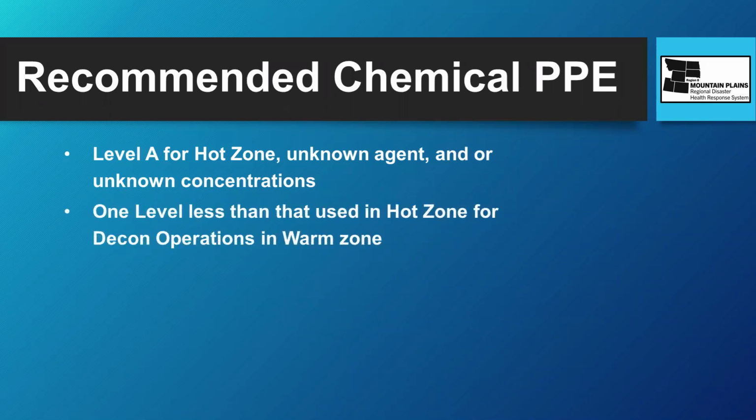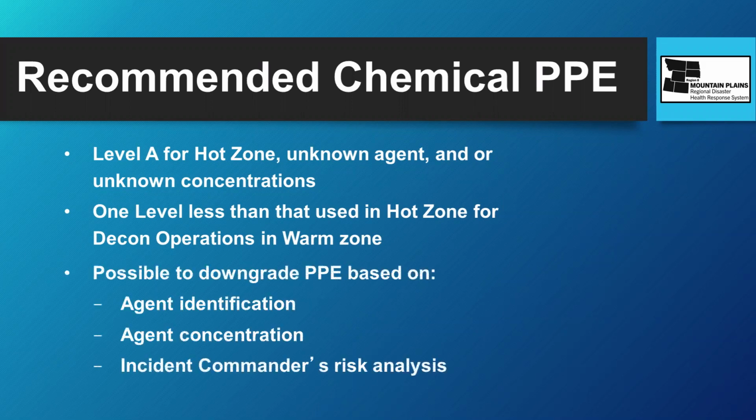You can use one level lower than what you use in the hot zone for decontamination operations. So in most cases, we're talking level B protection in the warm zone. And then you could downgrade that PPE requirement once you identify the agent, the concentration, and a risk analysis has been performed.